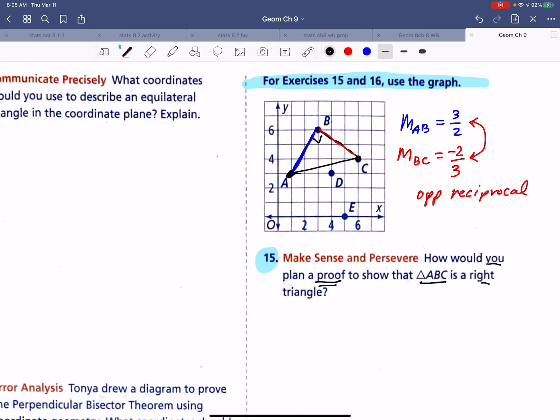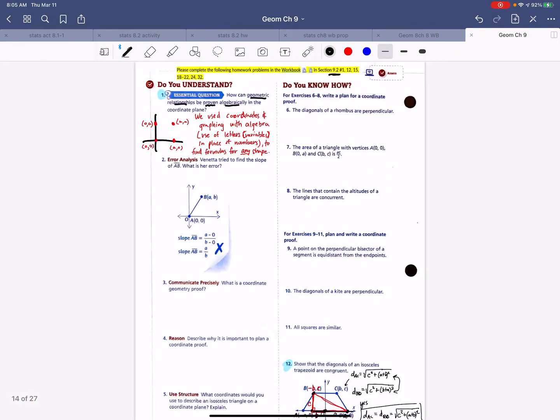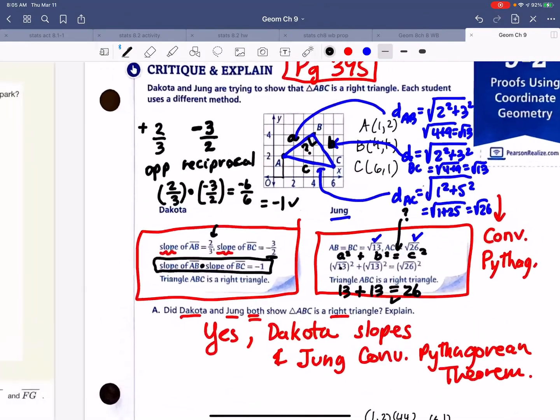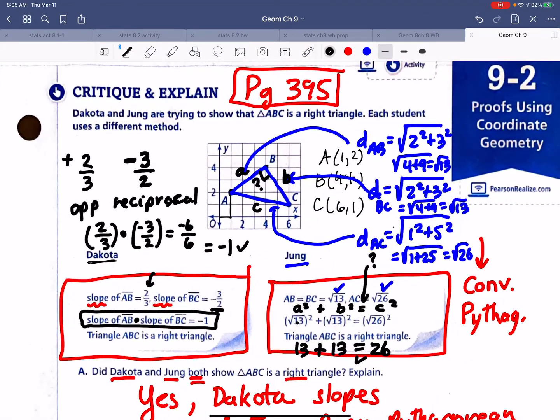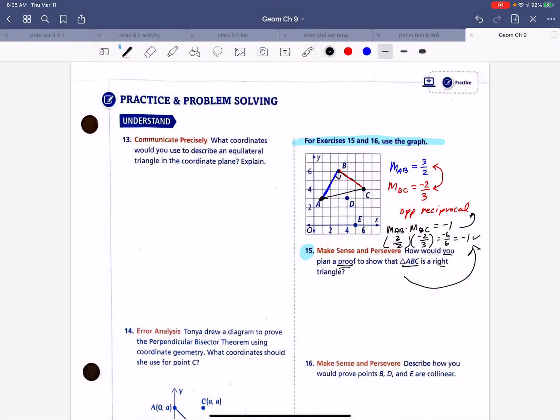We also learned something new today, that if we multiplied them, we should get -1, and that's another way to say opposite reciprocal. So if I multiply 3/2 with -2/3, I get -6/6, which is -1. Beautiful. So how would I write a proof? Just like that. Essentially, we could almost copy the proof that Dakota wrote, right? It's almost exactly the same question. Cool. Okay, so we finished number 15.